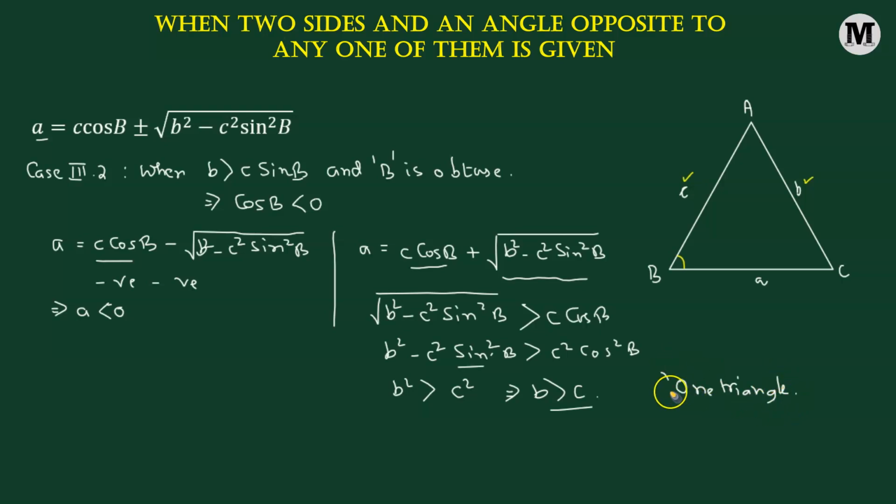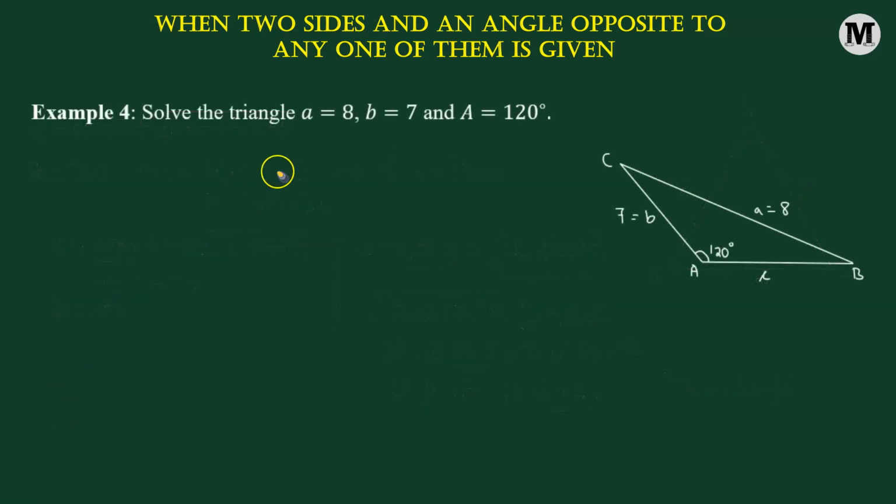So only one triangle is possible for this particular case. Let's try to understand this with the help of an example. Here we have a triangle with sides a and b given to us. Angle A measures 120 degrees. Clearly angle A is an obtuse angle. Before proceeding, we would like to verify whether it fulfills the criterion for case number 3.